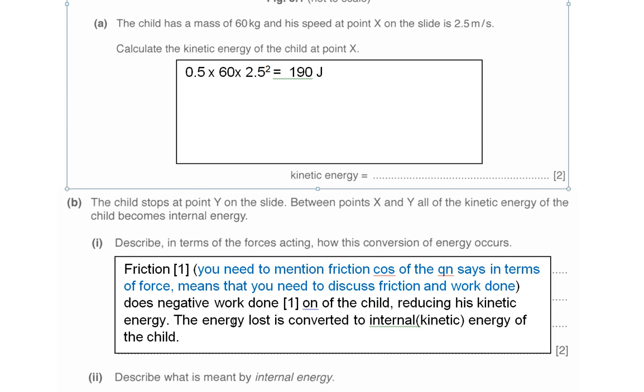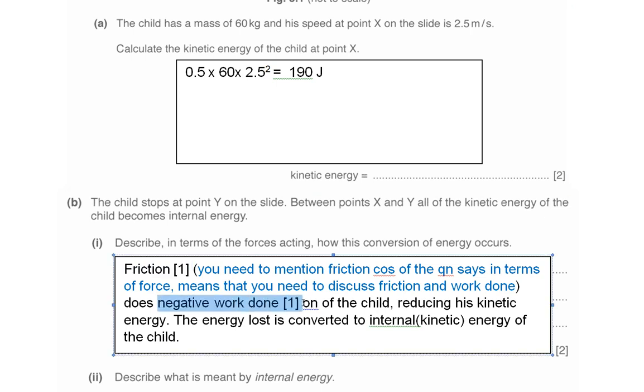This kinetic energy is then converted into internal energy of the child, very specifically internal kinetic energy, because it will cause the molecules on the child to vibrate faster. So I will say 1 mark here is likely for friction and 1 mark is for negative work done on the child, which actually removes its kinetic energy.